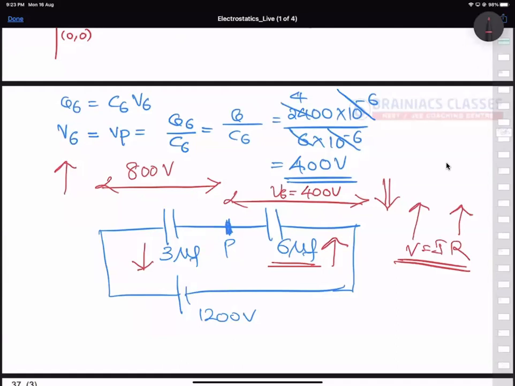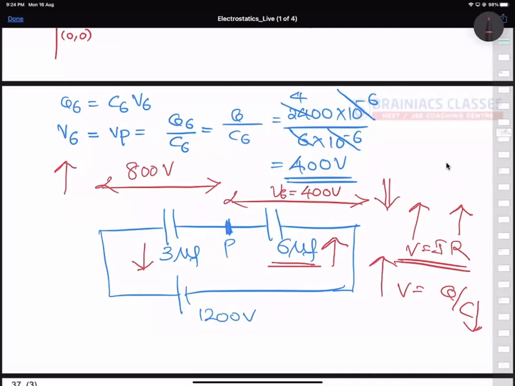Okay, but we know the relations. V is equal to Q by C. So more V means less C. This is the relation. Resistance and capacitance are inverse things. Series combination of resistance is R1 plus R2. Series combination of capacitance is C1 C2 by C1 plus C2. So the capacitance is in reverse.